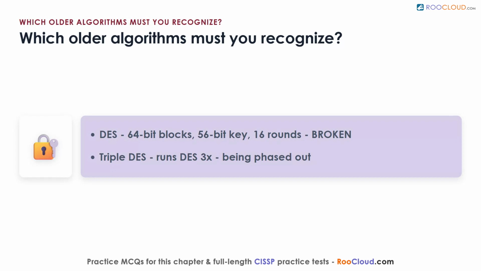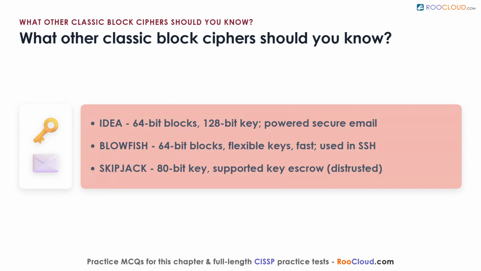What are the older algorithms you still need to recognize? Start with the data encryption standard, an early government workhorse. It processes 64-bit blocks using a 56-bit key across 16 rounds of scrambling. That key is now far too short, so it is considered broken and insecure. But it lives on inside a stronger relative, triple DES, which runs the same core 3 times to stretch the effective strength. Triple DES itself is now discouraged and being phased out, though some products still support it. Think of an old lock design that got retired, then briefly reinforced by stacking 3 of them, before finally being replaced entirely.